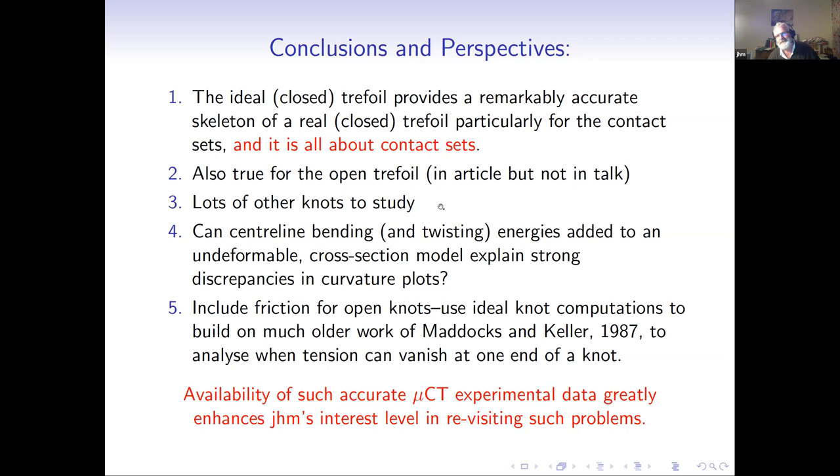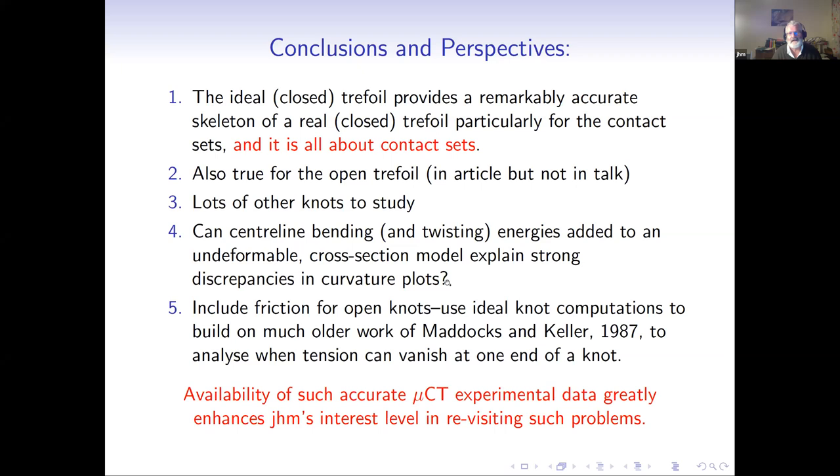I would conjecture that if you added centerline bending and twisting energies to an undeformable cross-section model, you would observe these discrepancies in curvature plots. And hopefully I'll have a chance to talk about that more with Philip Reiter and Søren Bartels, because I suspect their model must already be starting to see this, I would guess. They have a slightly different repulsion model, but they have the bending stiffness in it like that.